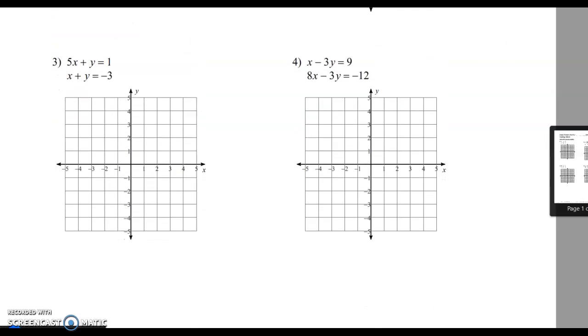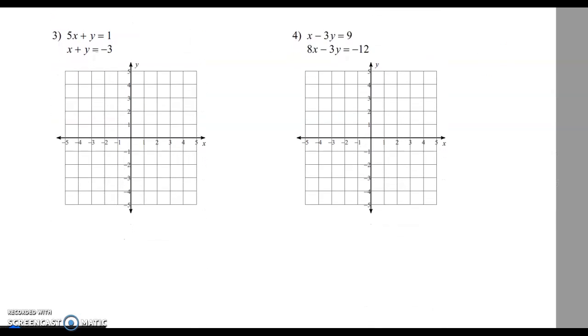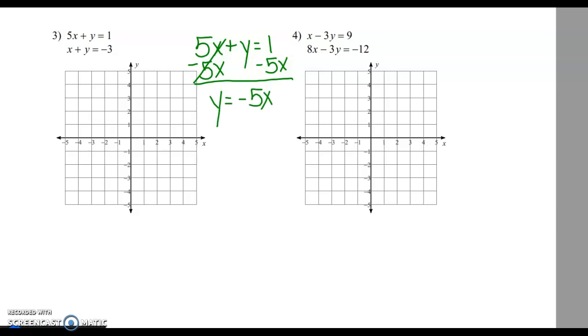Now you can see on numbers 3 and 4, the first thing we're going to have to do is get them into slope-intercept form. So to solve them for y. So 5x plus y equals 1. To solve for y, I'd start by subtracting 5x. So I'm looking at y equals -5x plus 1. And then I would graph it. So that has a y-intercept of 1, slope of -5. So that means I go down 5 and to the right 1 to make that line fall. I could also go up 5 and left 1, but you can see I'm off the chart there a little bit.